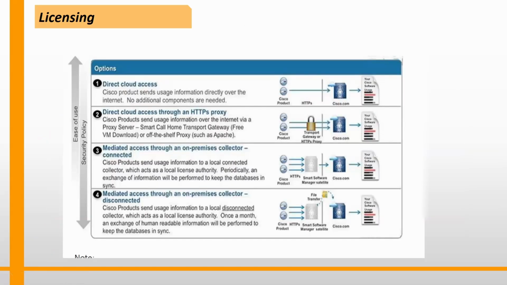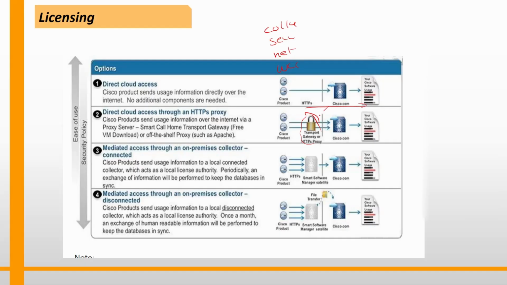So these are the licensing models, starting with direct cloud access. As you can see, this applies to Cisco products, not only the WLC. You take any networking device, any security device, any collaboration device. This is how smart licensing works. Through HTTP or HTTPS, it is going to send the usage directly to the Cisco cloud portal. And then you can have a proxy server. If you don't want your devices to be exposed to the internet, you can have a proxy server and it is going to send the usage.